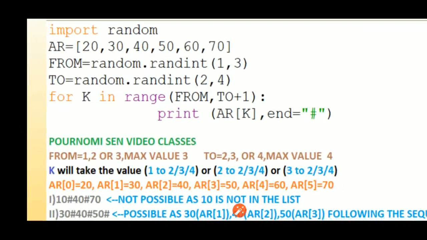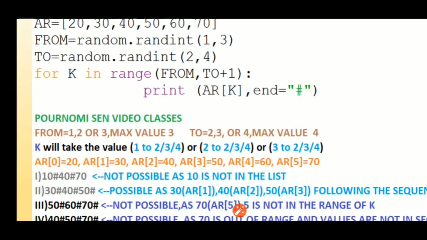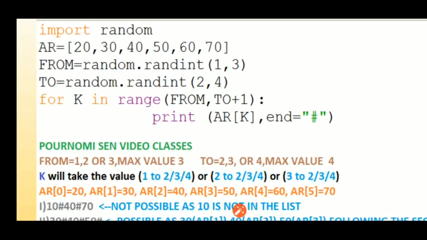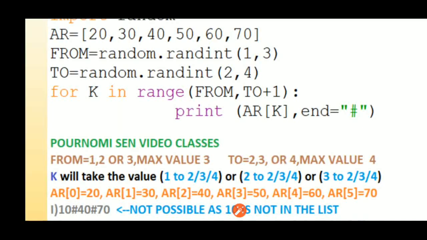Import random, the question is already given. So here, as you can see, what can be the value of From? From equals random.randint(1, 3). So definitely From can have the value 1, 2 or 3. So the maximum value of From is 3. What will happen in case of To? To is random.randint(2, 4). So To can get the values 2, 3 or 4. So the maximum value of To will be 4, of course.